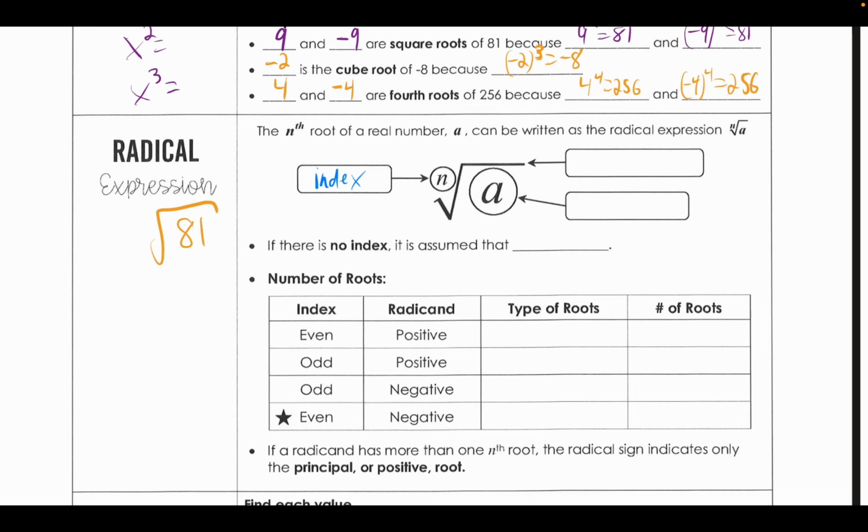And that index tells us what root it is. So for example, if this was originally x squared equals 81, and then we did the square root on each side, then we would end up putting a 2 here as the index. Now, we've never written that 2 there before, so why are we writing it now? Well, that's because if you don't write a number there, it's technically just implied that it's a 2.